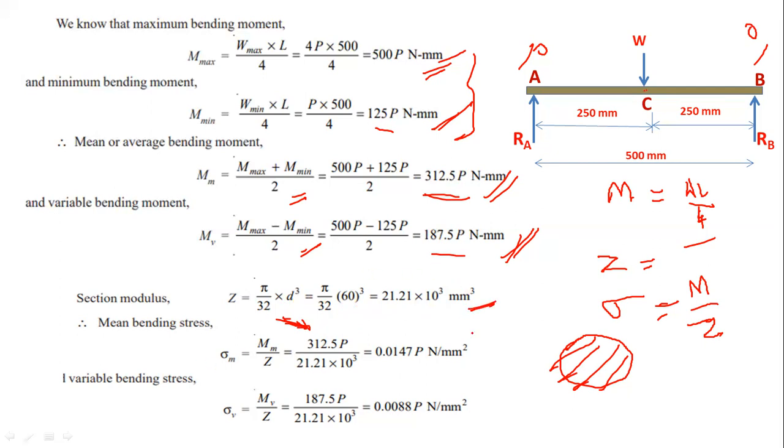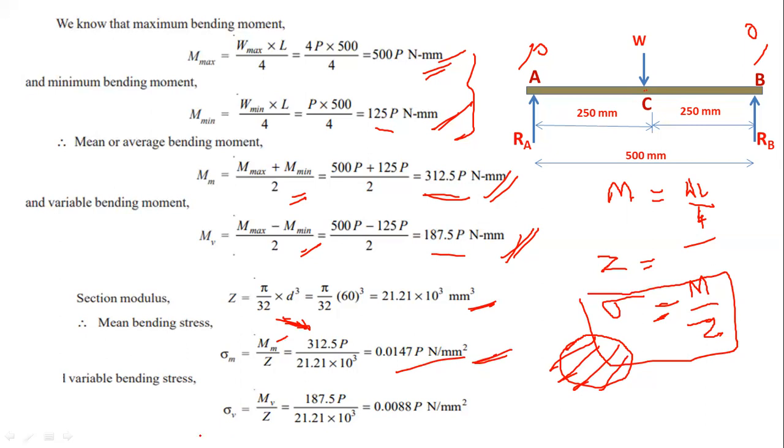Now already we know that bending stress sigma equals M by Z. This is the formula for bending stress. For determining the mean bending stress, you have to substitute the value of the mean bending moment. So mean bending moment by section modulus equals mean bending stress. After substituting the values, we got the answer 0.0147 P Newton per mm square. This is the mean bending stress.